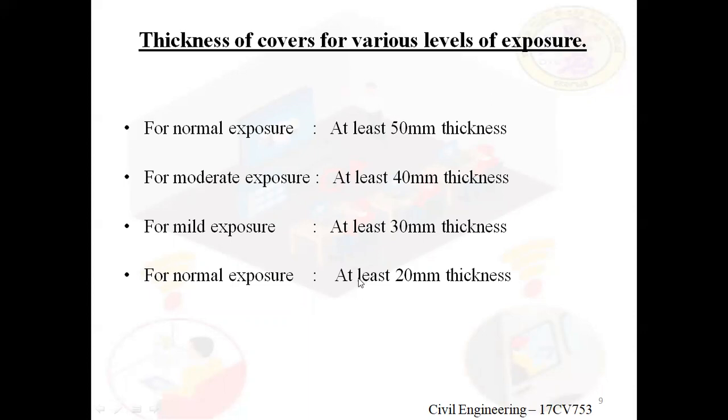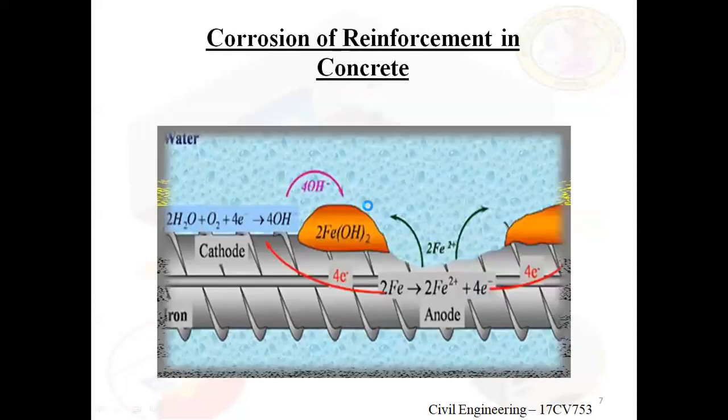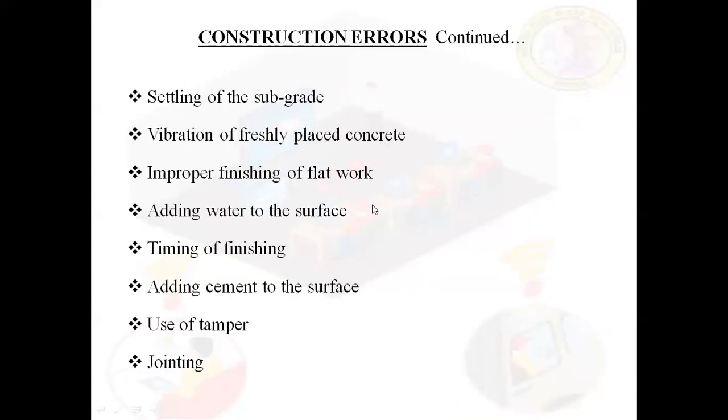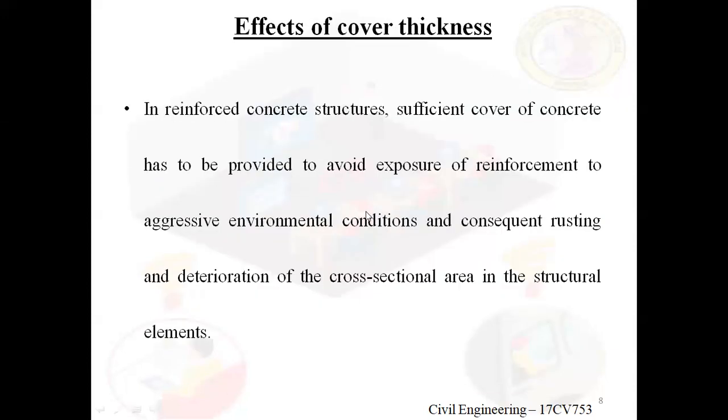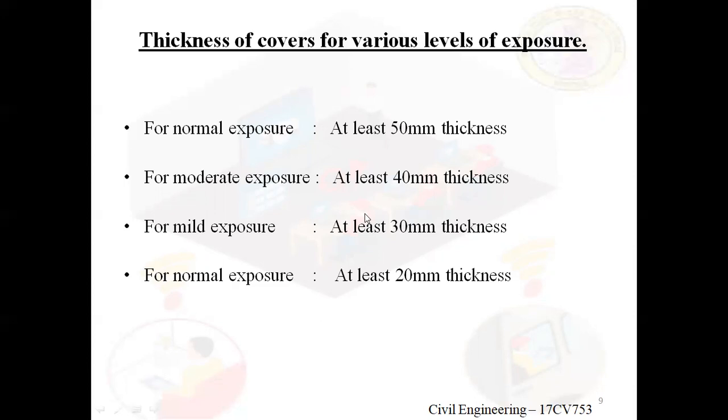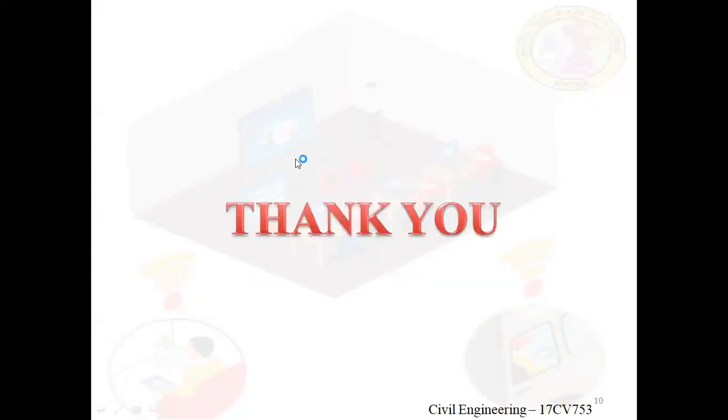For the different structural elements, IS 456 and SP 16 clearly mention the cover. For example, for a beam, which exposure we have to consider, and for a column we have to give a minimum of 40 millimeters of cover. Like that, we have a specific cover thickness, so we have to follow that. In this session we discussed construction errors, the corrosion mechanism, and the effects of cover thickness. In the next session we can discuss corrosion resistant techniques. With this I am going to close this session. Thank you.